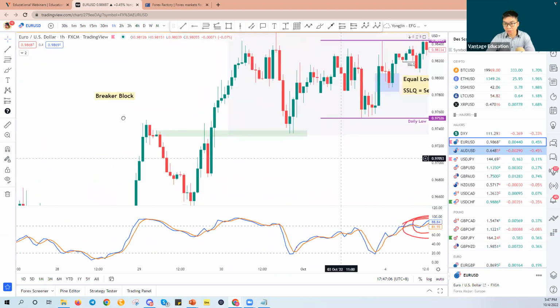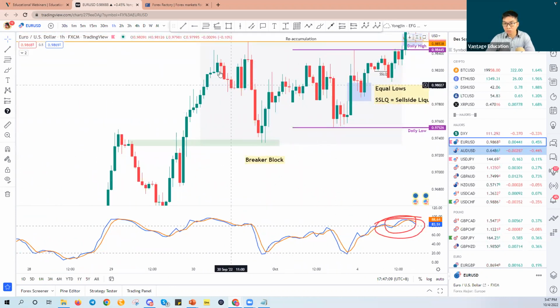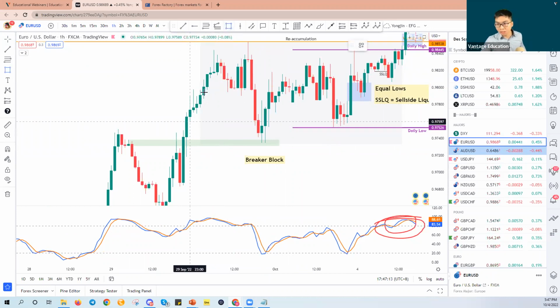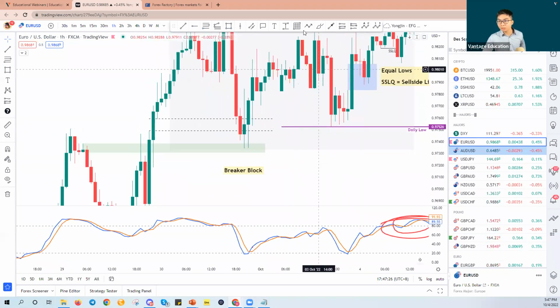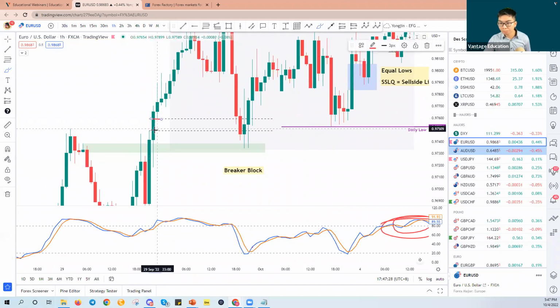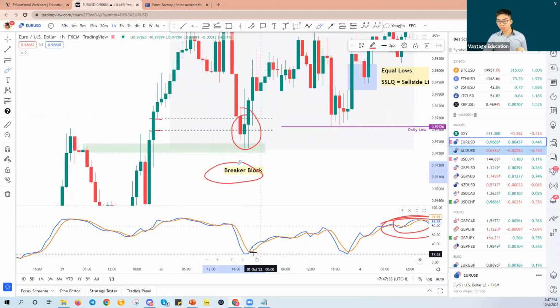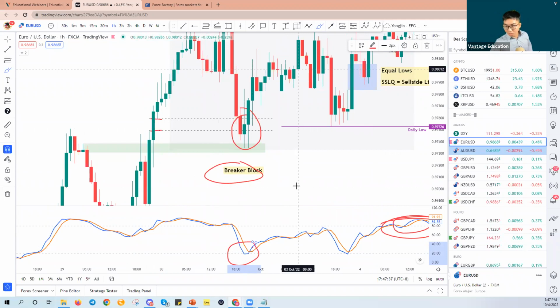Since we have the breaker block right here, also there is a market imbalance on the 1 hour chart that got cleared. Where is it? It's here. Let me change it to the normal one. You can see price came in nicely to clear this imbalance. Price came in line with the breaker block and the stochastic. So now we have three different confluences.